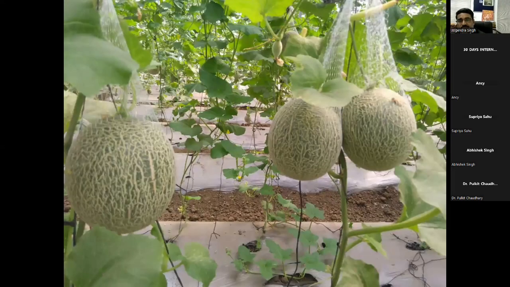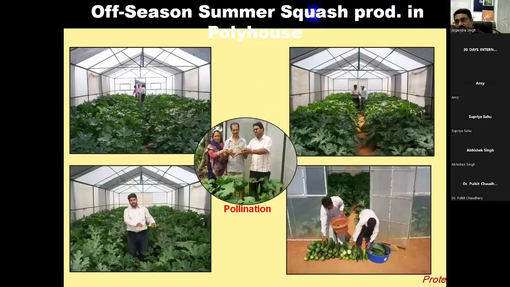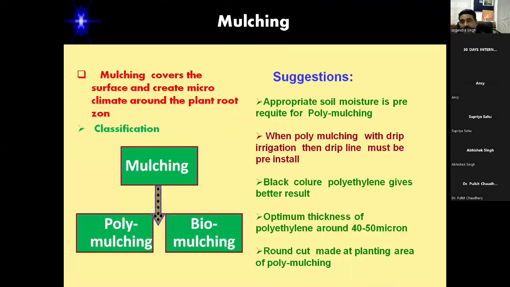You can see, zucchini also we can grow off season with the help of hand pollination. Zucchini we can take 2 times within the winter season, in the off season under polyhouse condition.